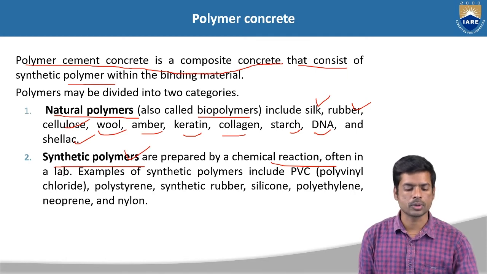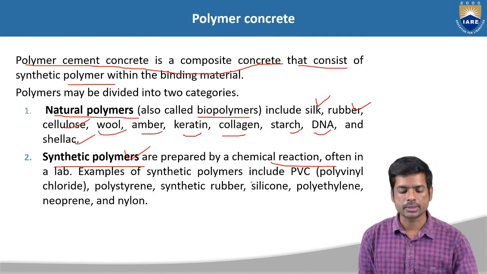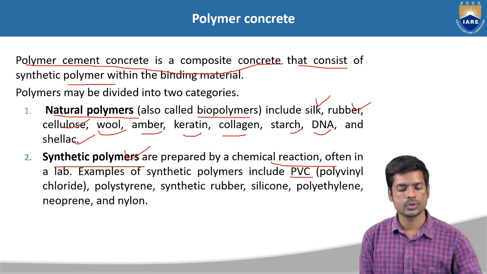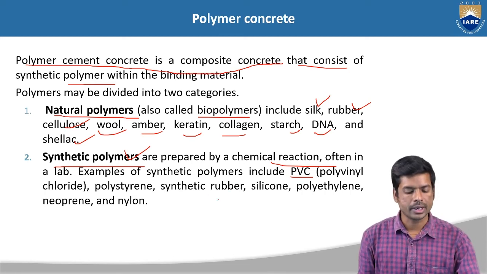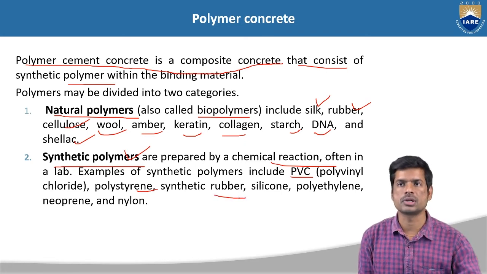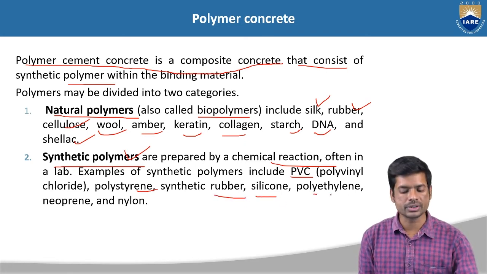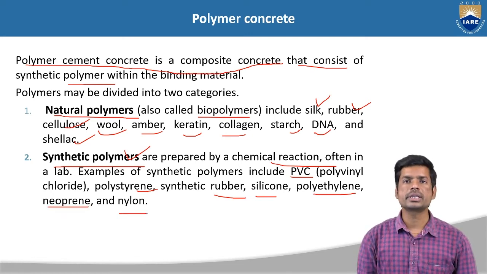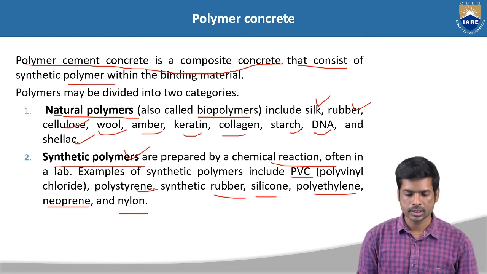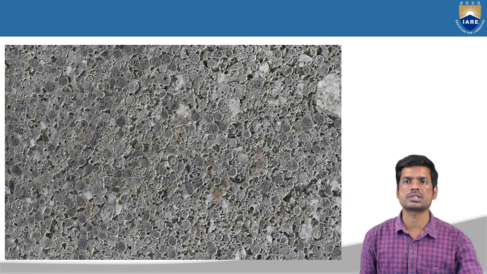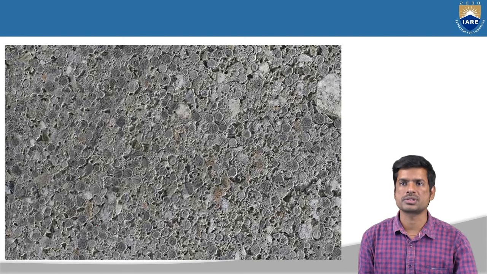Often in the lab also we can prepare these synthetic polymers. Examples of synthetic polymers are PVC, polyvinyl chloride polymers. You have already gone through these materials in the previous subject. Next, polystyrene and synthetic rubber. We are going to manufacture rubber also, like silicone, polyethylene, neoprene and nylon. These are some of the synthetic polymers which we are going to use in the preparation of polymer concrete. This is the microstructure of the polymers. You can observe the polymer structure here.